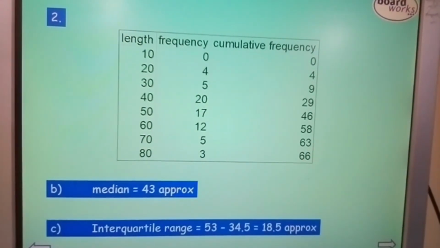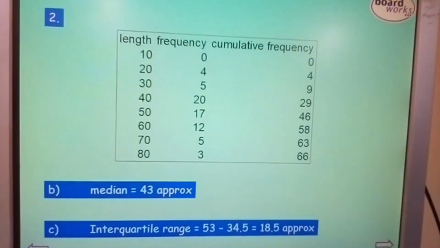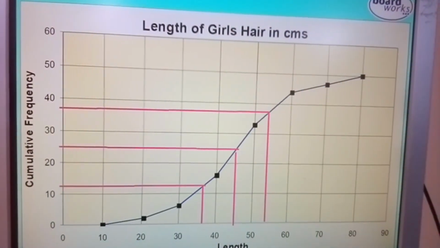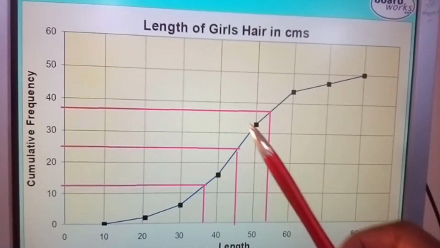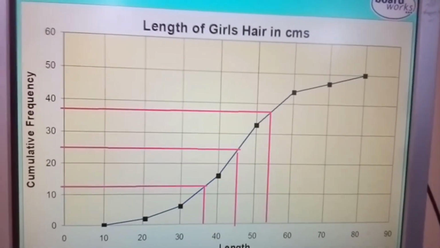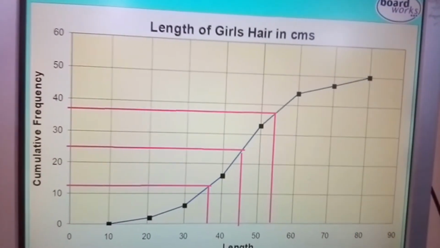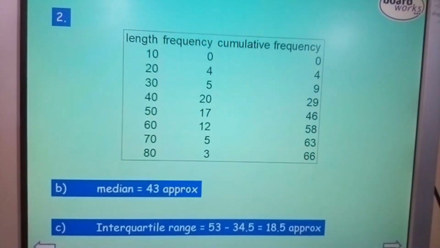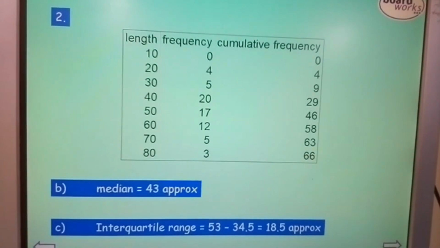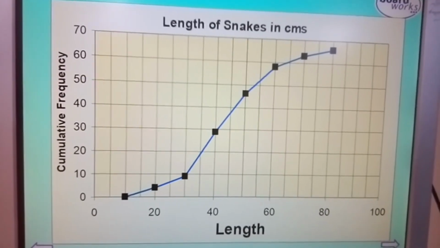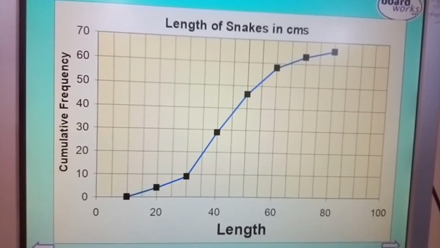And just to show you what they're talking about here, this information comes from this table, this graph. So make sure you use it. And if you look back further, you'll see each of these sections is given a name. Length of snakes in centimeters.